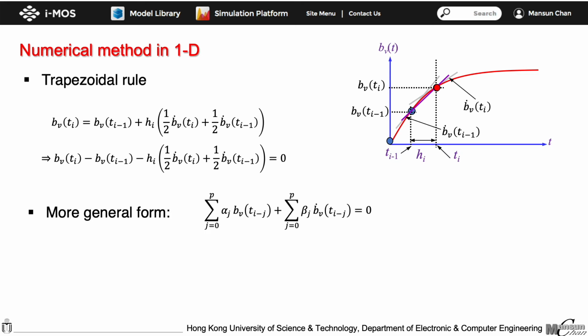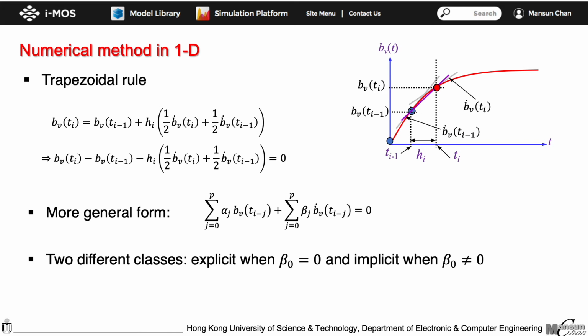There are also two different classes of numerical solutions depending on the value of beta 0. When beta 0 is 0, the branch voltage solution at Ti does not depend on the derivative at the current time point Ti. It is called an explicit method. When beta 0 is non-zero, the branch voltage solution at Ti will depend on its derivative at the current time point. It is called an implicit method.